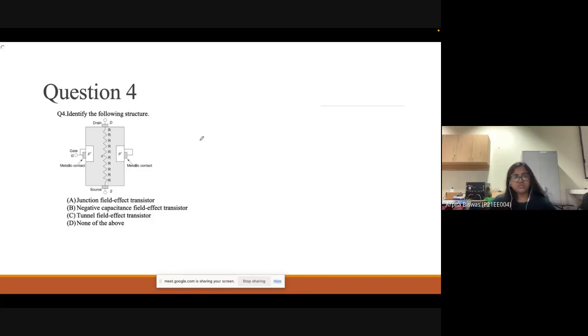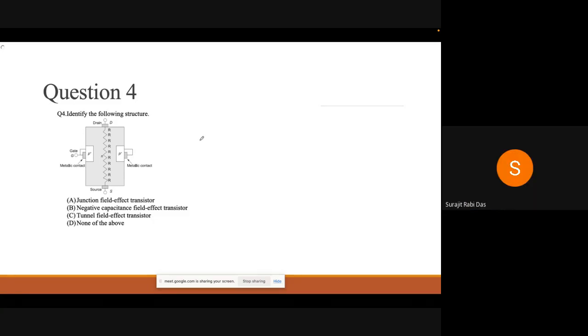So this is question number 4. Identify the following structure. The first option is the junction field effect transistor. The second option is the negative capacitance field effect transistor. Third is the tunnel field effect transistor, and the fourth one is none of the above. That's JFET. It's JFET, madam. Only two adjacent side junctions with the N-type bar. So there is a single gate junction on both sides, and we are applying drain and source on the N-type bar.